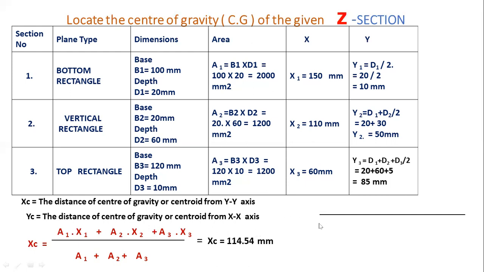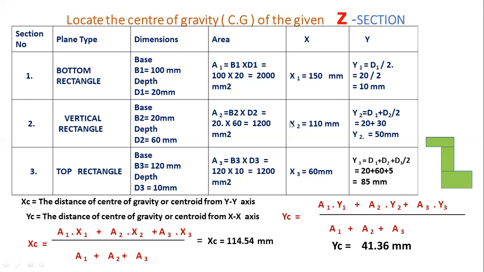In a similar way, yc is the distance of the centroid or center of gravity of the entire Z section from the x-axis. a1 y1 plus a2 y2 plus a3 y3 by a1 plus a2 plus a3. Okay. Yc equal to 41.36 mm is the distance of centroid CG from the x-axis. Now I will show the position of the centroid.